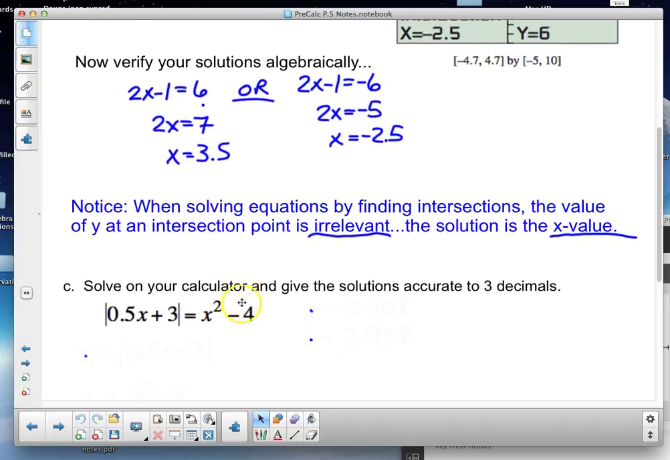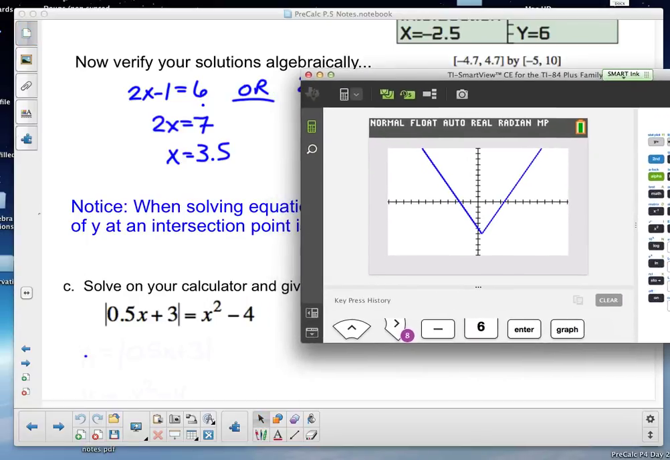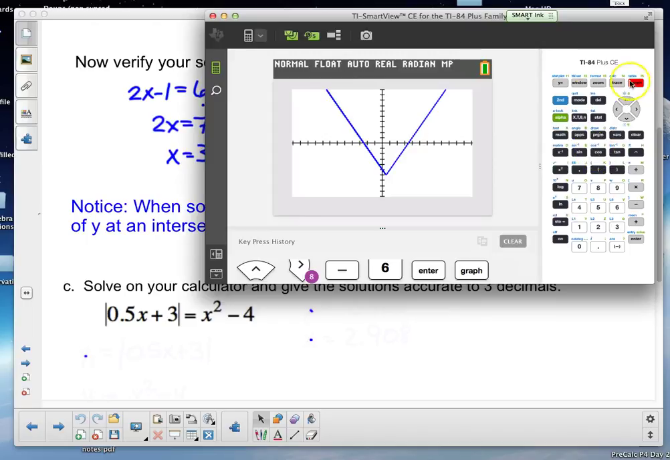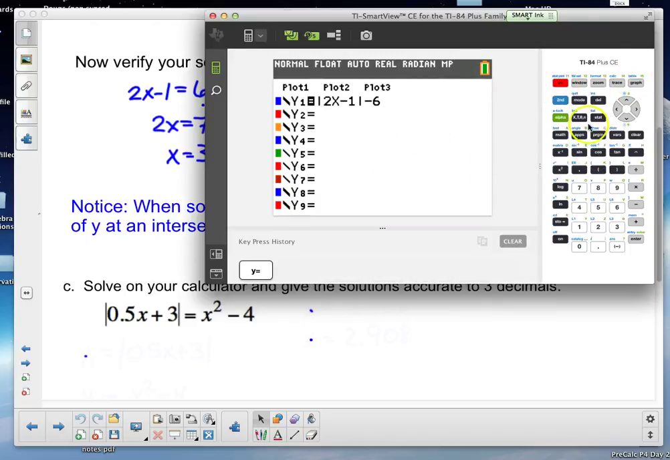Now on your calculator, solve this one and give the solutions accurate to 3 decimal places. So put this in your calculator. See how well we've done this, or at least how well I've taught it so you understand it. So I'm going to put this function in, and you should too. I already got that up, so I'm going to go 0.5, and I got myself an x plus 3. And I move on.